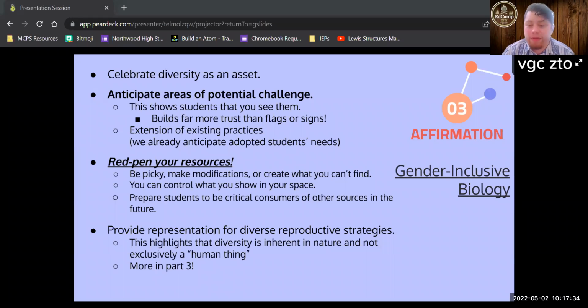Within the category of affirmation, we can also provide representation of diverse reproductive strategies. This just helps to highlight that diversity is not some sort of exclusive to humans thing. We'll talk more about this in part 3 as well, but this can just help to really affirm that diversity is natural and expected, that neither diversity in general nor the identities of our transgender and gender nonconforming students are unexpected in any way, that we see them and we expected them.